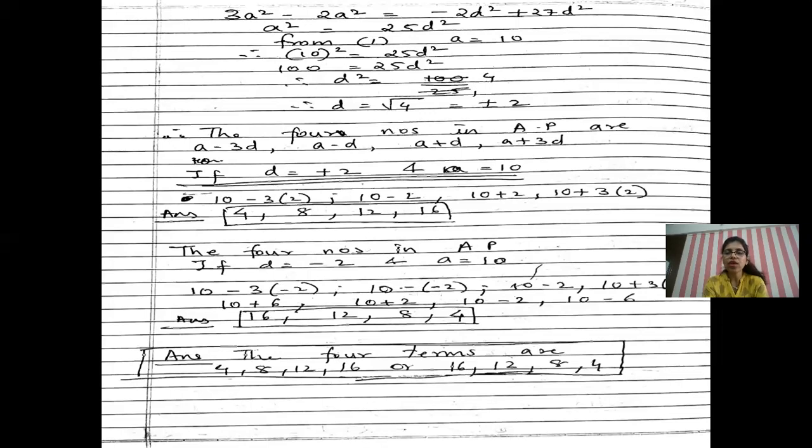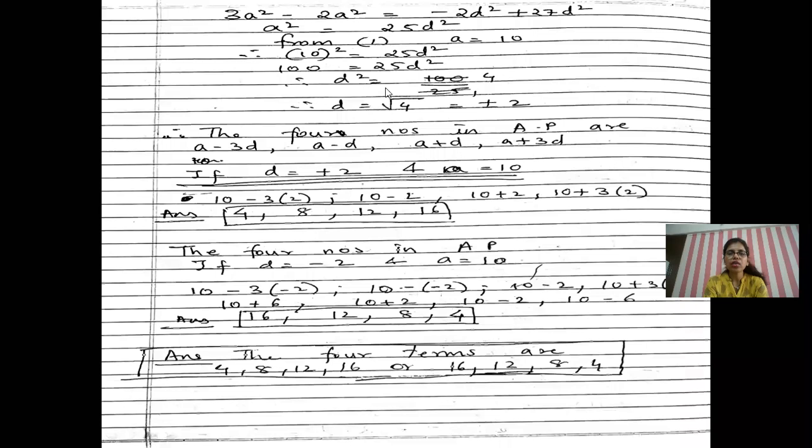In the next case, we are going to take the value of A as 10 and the value of D as -2. And that is how we will get the answer. You will see over here, we have taken D as +2, and A we have taken 10.